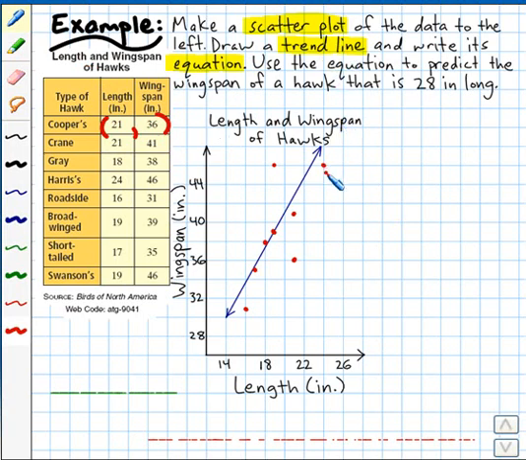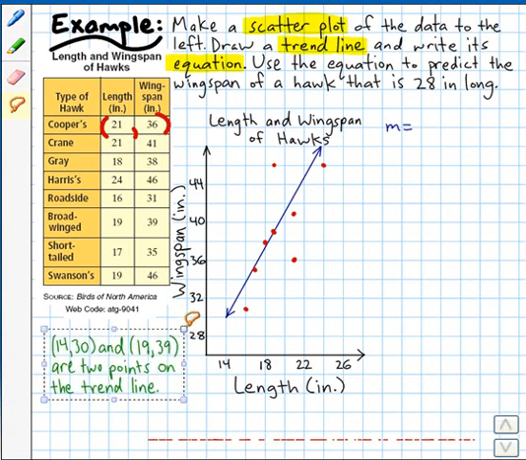To write the trend line's equation, we're going to use the point slope form. So we need to find the slope of our trend line. In order to do that, we need to use 2 points on the line. You can see that the 2 points, (14, 30) and (19, 39), are on the trend line. So let's use those 2 points.